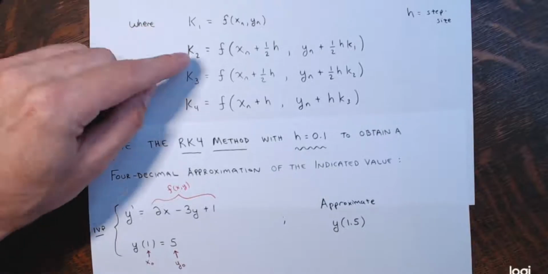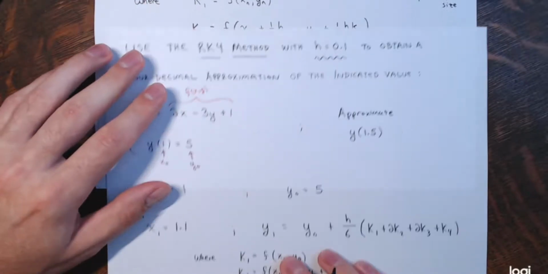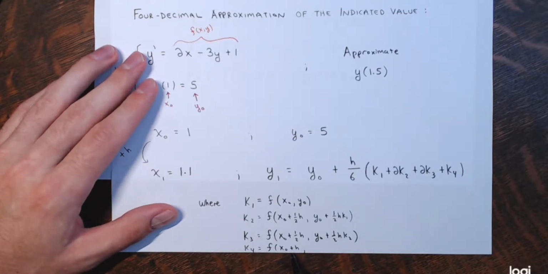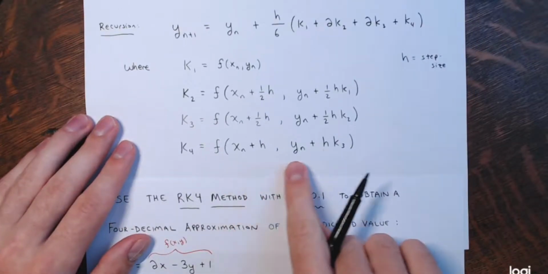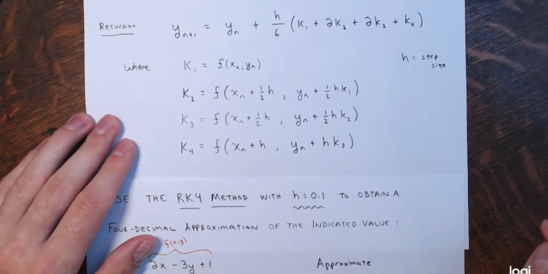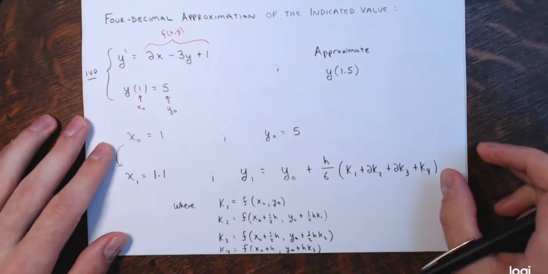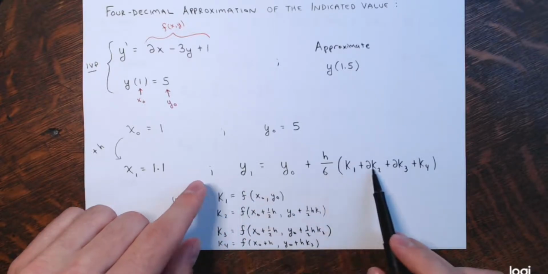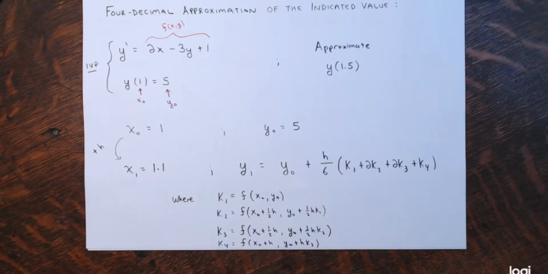Again, I'm just following along here. And finally, k4 is f of x sub 0 plus h, which is just going to be x1, and y sub 0 plus h times k3. And just basically writing out all this. Now let's calculate these. In order to find y1, I need to know k1 through k4. Alright, so starting with k1.